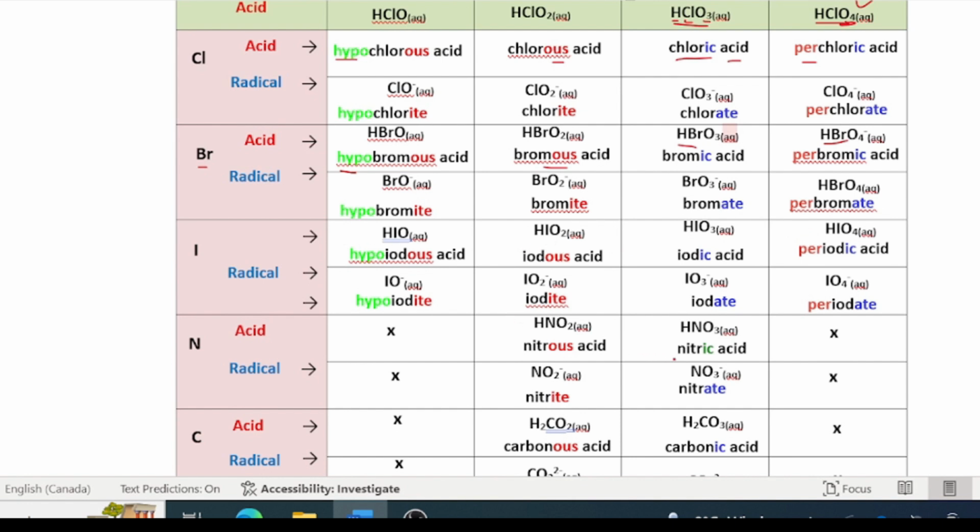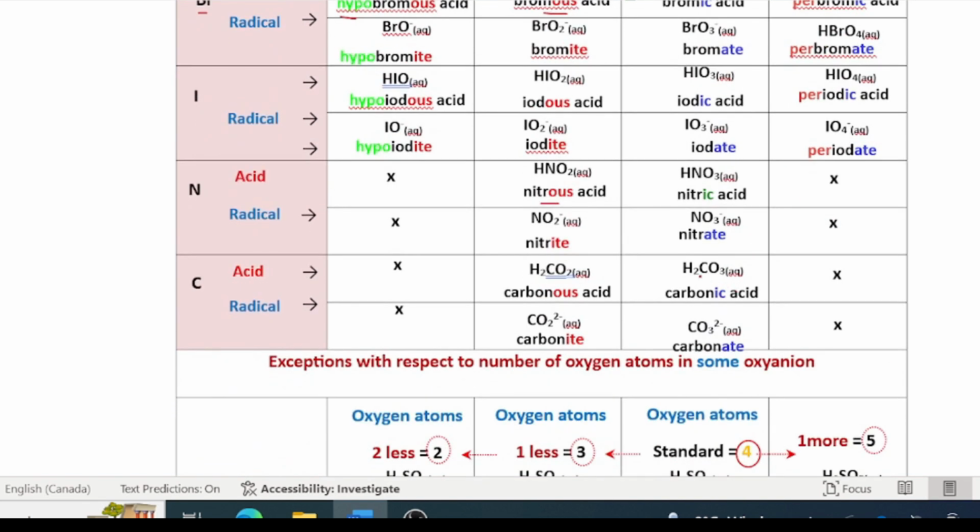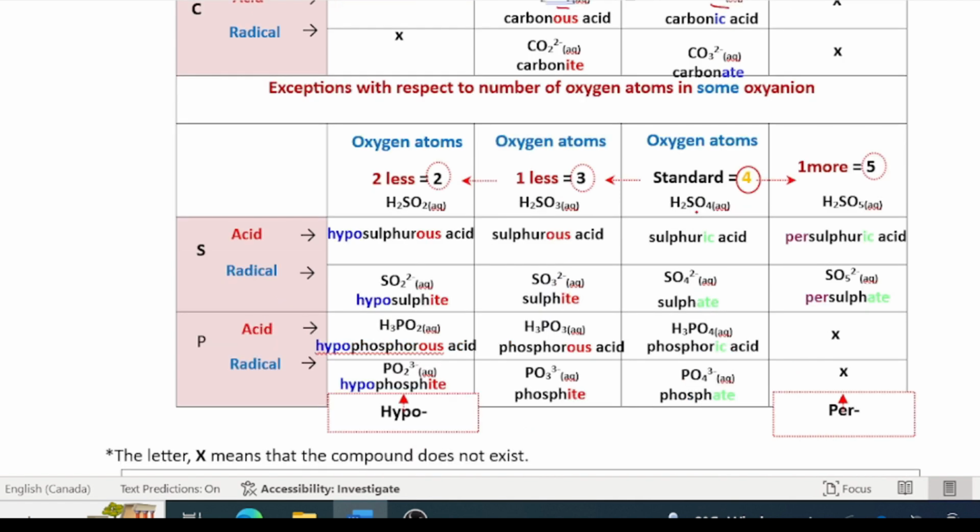See? Nitric, I haven't seen anything like that. Nitric acid, nitrous acid, I don't think, where these X's are, I'm telling you, they don't exist, okay? Carbonic acid, carbonous acid. There's some exceptions. In case of sulfur here, it will have 4 as a standard, and then 1 more will become persulfuric acid. This is sulfurous acid, and hyposulfurous acid won't be.